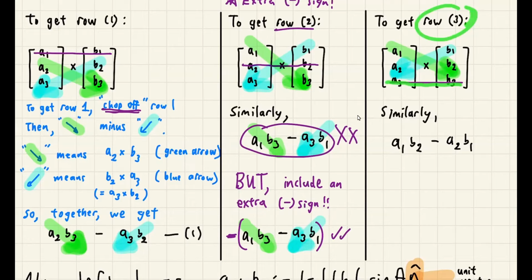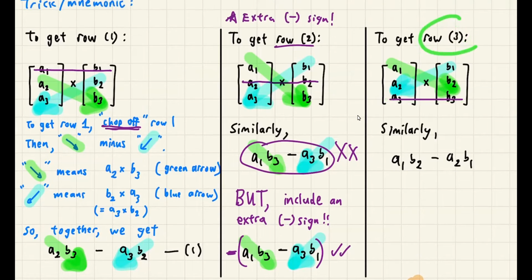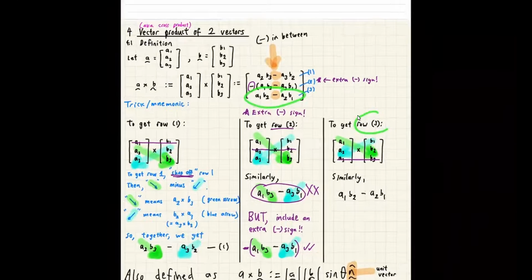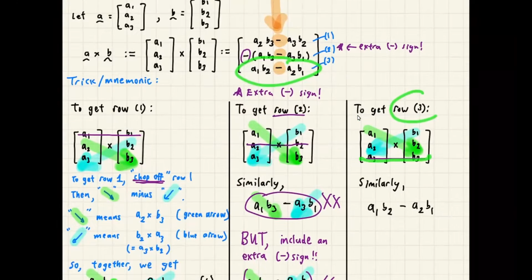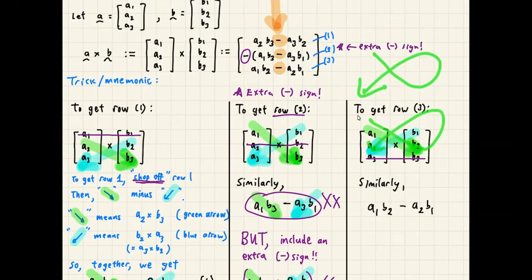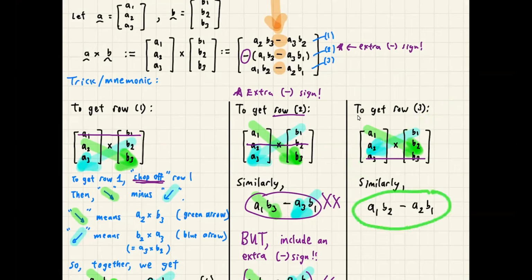To obtain row 3 in the final answer, A1B2 minus A2B1, you chop off row 3. Make sense? Then after that, you do down minus up. Again, same arrow. So what's down? A1 times B2. What's the other from the right? Then what's the down from the right? It's B1 times A2. So that's how we get this formula.